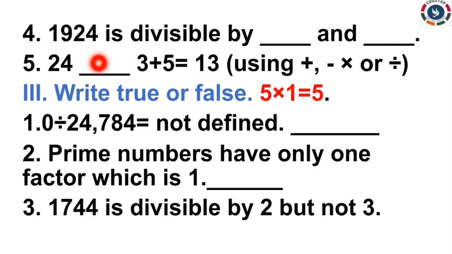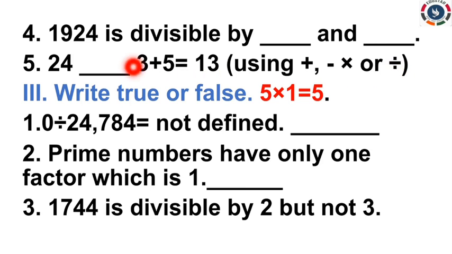Then if you put minus, if you subtract 24 minus 3, you will get 21 plus 5, 26. So this value also increases beyond 13. So minus won't come here. Then multiplication also, that answer will be more than 13. So multiplication also won't come.